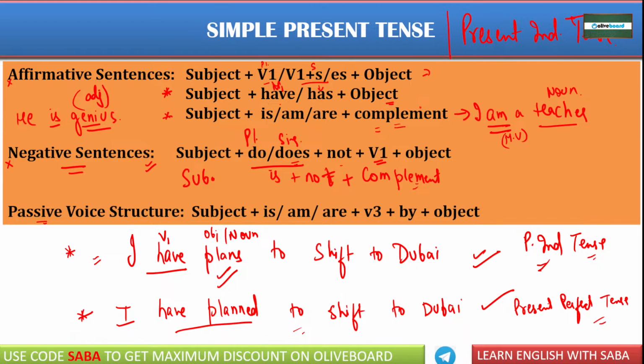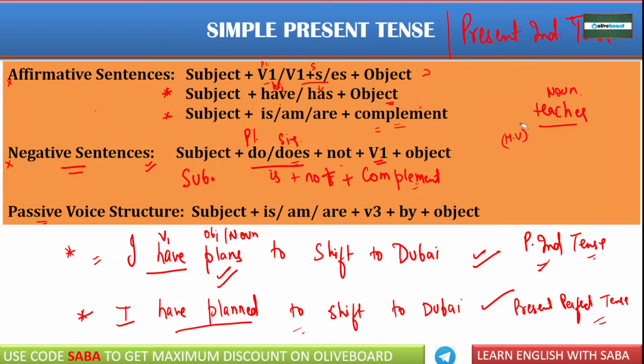So see, every tense has active structure and passive structure. Yes, I will come to your doubt, Arju. Yes, we can use. Okay, I will come to your doubt. Let me answer his doubt also. That is a valid doubt related to this only. Structure only.